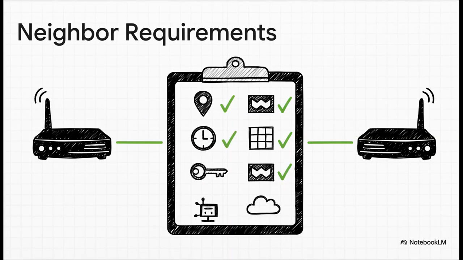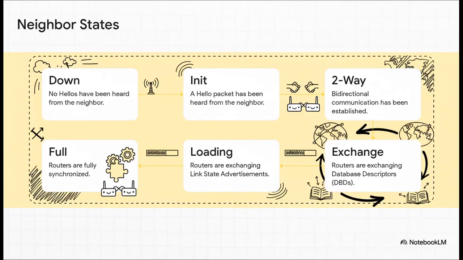But you know, it's not quite that simple. They don't just become friends automatically. They have to pass this really strict compatibility test, almost like a checklist for getting along. If any single one of these things, like their area ID, their timers, or their subnet mask, doesn't match up perfectly in those hello packets, they will flat out refuse to become neighbors. No exceptions.